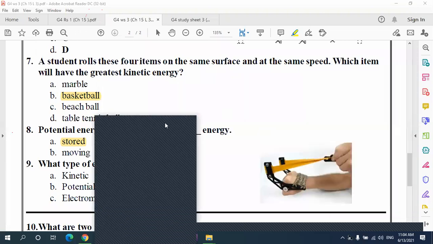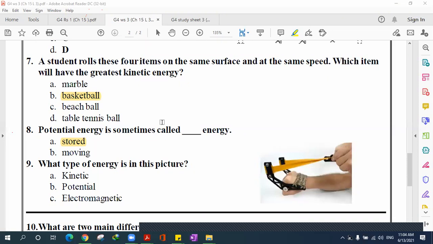Miss, I cannot see the picture. Okay, I took it off. So here he's stretching something like a rubber band. He's stretching it, it's not moving. Yes, it's going to be potential. Thank you so much, Iyad.